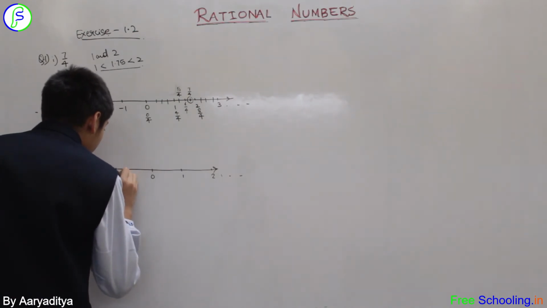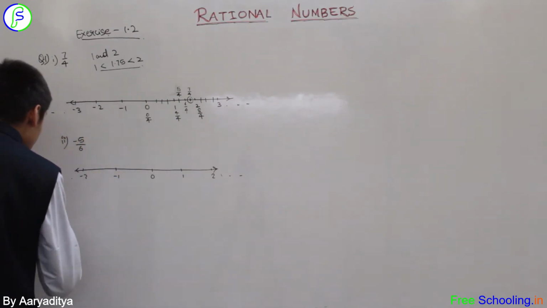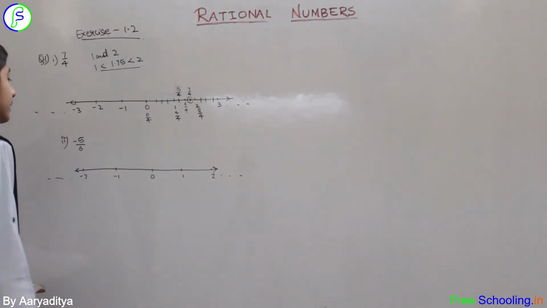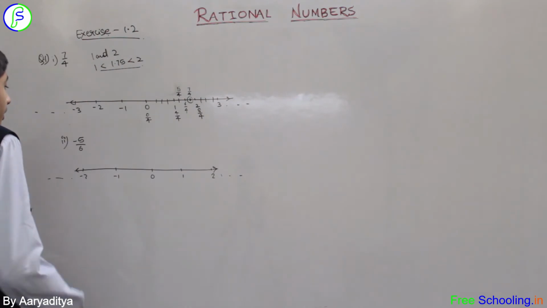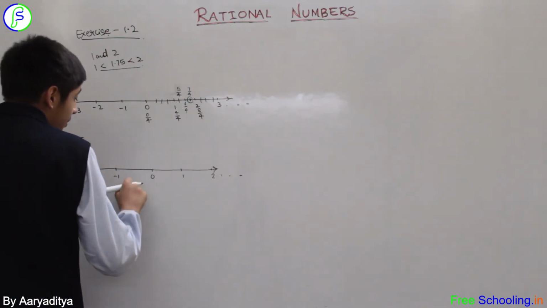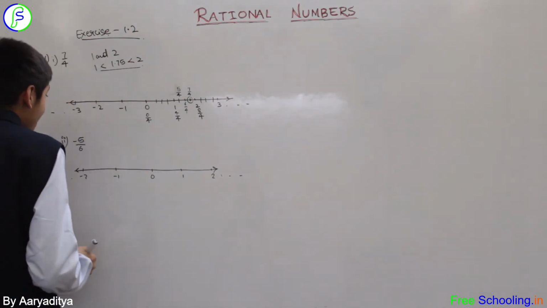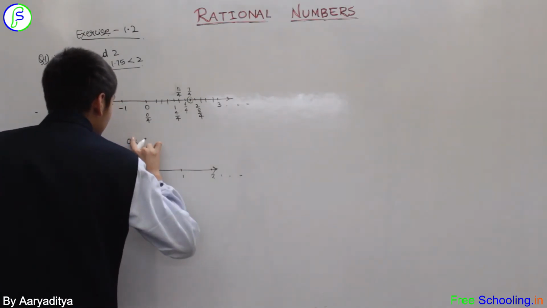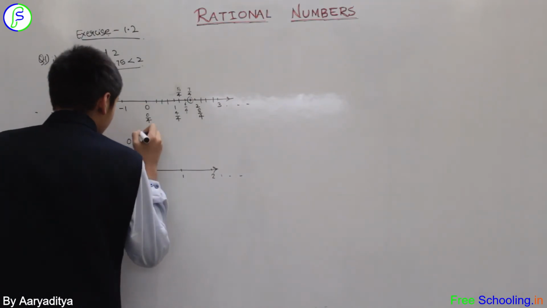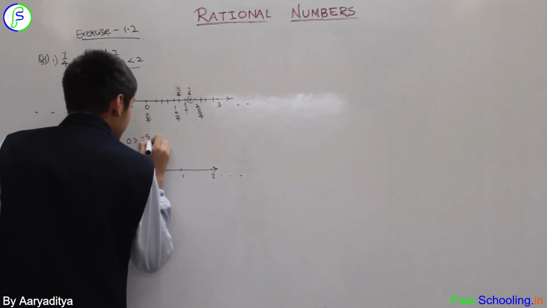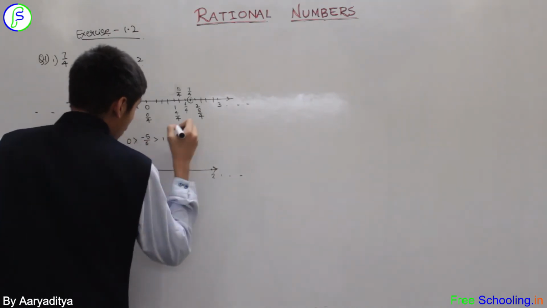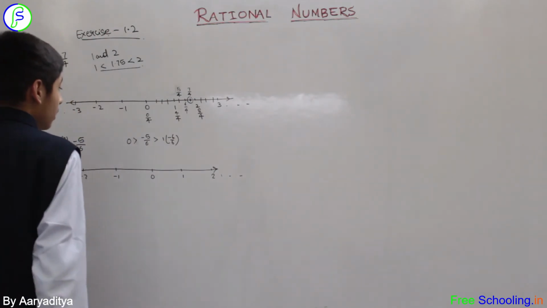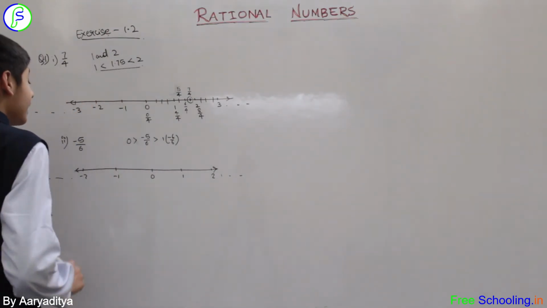Then I got -1 out here and I got -2, and similarly moving on. So by the fraction, you can see that it is a proper fraction. So the fraction would lie between -1 and 0. Why? Because 0 is greater than -5 by 6, and -5 by 6 is greater than -1, or you can say -6 by 6. So the number lies between 0 and -1.